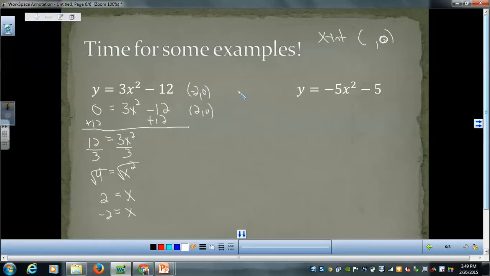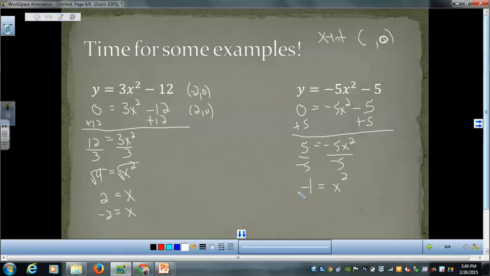All right, so now let's look at this one. Once again, the first thing we're going to start with is plugging 0 in for y, because we are specifically looking for an x-intercept. Now I'm going to add 5 to both sides here. So 5 equals negative 5x squared. I'm going to divide by the constant here, which is negative 5, and that's going to give me negative 1 equals x squared.